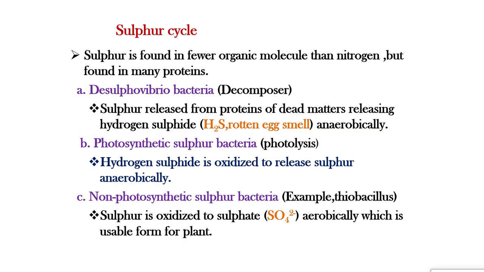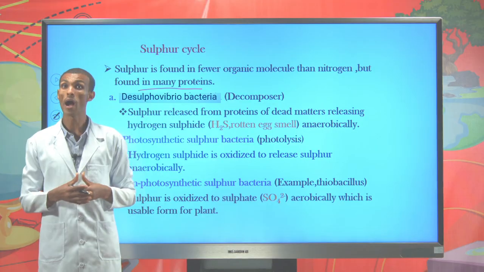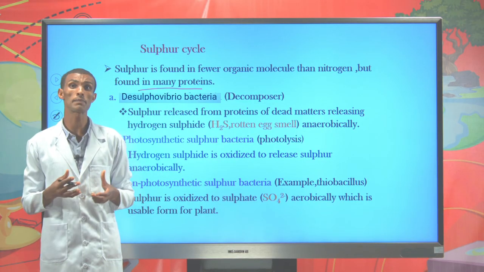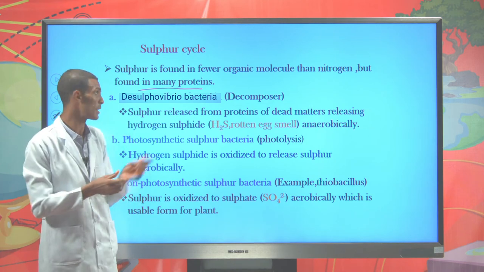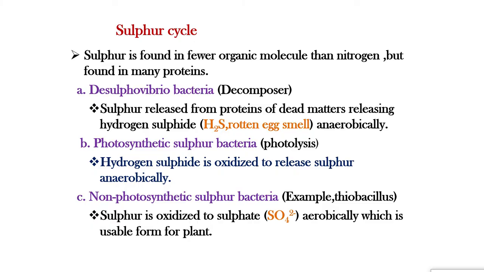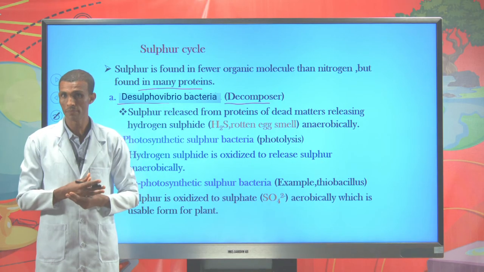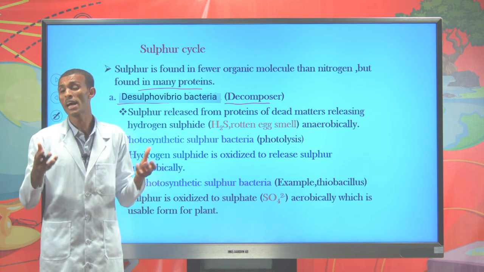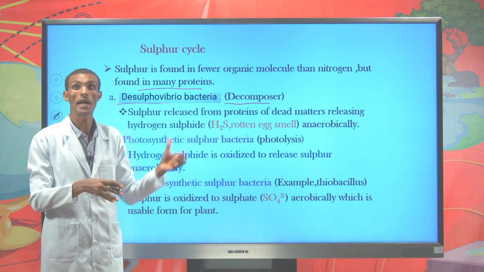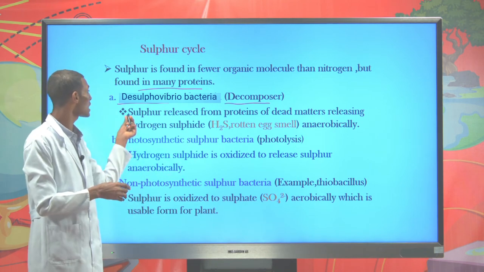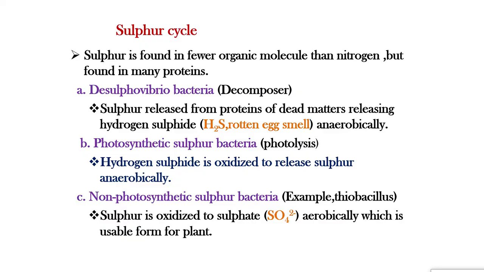When compared to nitrogen, sulfur is not as abundant. One critical bacteria that takes part in the sulfur cycle is Desulfovibrio bacteria, which is considered a decomposer bacteria, where an organism dies. The sulfur found in the protein can be broken down by this bacteria to release sulfur in the form of hydrogen sulfide.